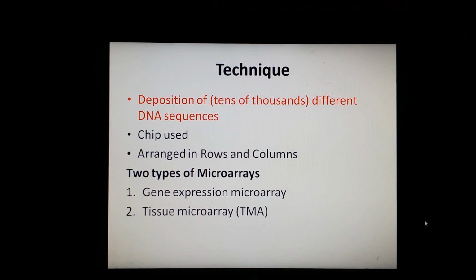Now let's discuss what gene microarray technology is. This technology basically rests on the ability to deposit many, that is tens of thousands of, different DNA sequences on a small surface, usually a glass slide, which is commonly known as a chip. The different DNA fragments are arranged in rows and columns such that the identity of each fragment is known through its location on the array. Two types of microarrays are the gene expression microarray and the tissue microarray (TMA).